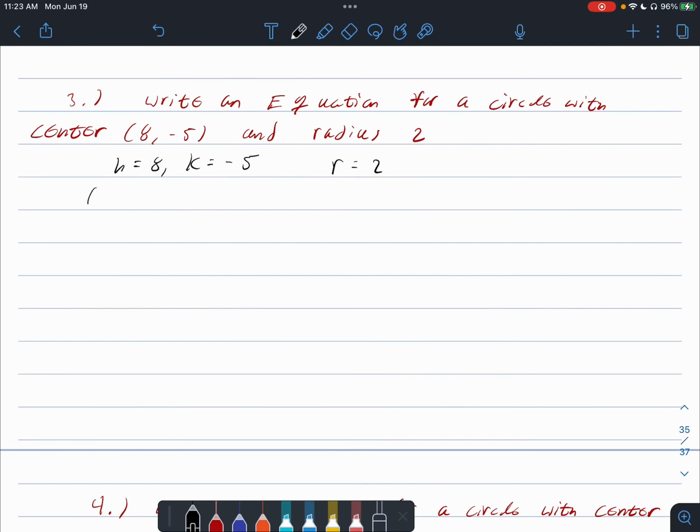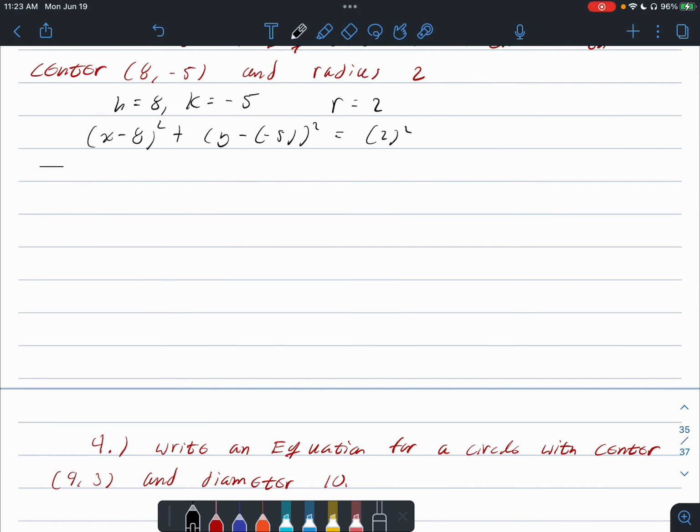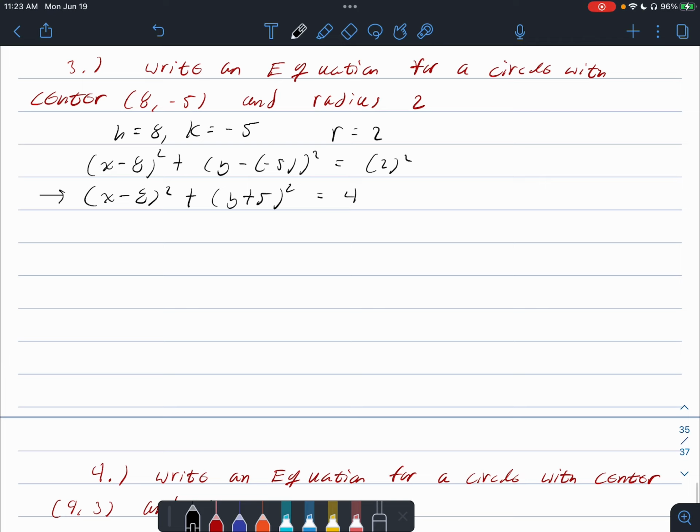So we have (x minus h), or (x minus 8) squared, plus (y minus k), or (y minus a -5) squared, is equal to r squared, or in this case, 2 squared. So we end up with (x minus 8) squared plus (y plus 5) squared, because y minus a -5 is y plus 5. And we have 2 squared, which is equal to 4. So this would be the equation for our circle. Seems like it's a little bit easier, right?